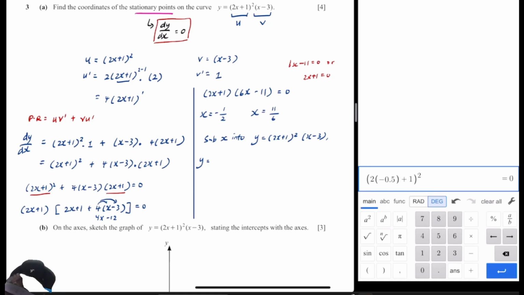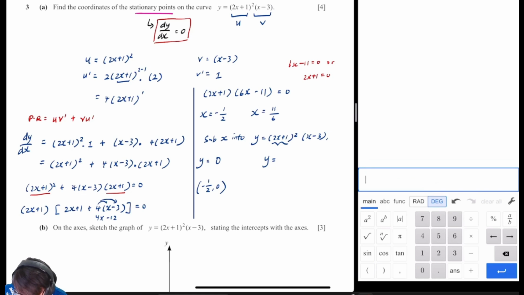Is this on the top or what? Okay, 0.5, negative 0.5, Desmos calculator, minus 3, close it. So the y coordinate will be equivalent to 0. Okay, but that's reasonable, because this is a 0, right? So negative 1 over 2, 0 will be the first stationary point.